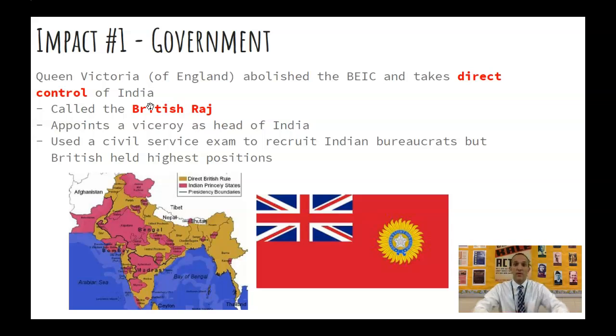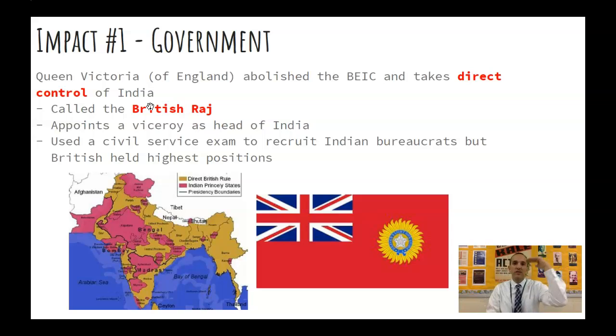And it is supposed to carry out the laws of the Crown and what the Queen wants. But this person works on the Queen's behalf. They're going to use a civil service exam to recruit Indian bureaucrats, but most people who are going to hold high position are people from England.